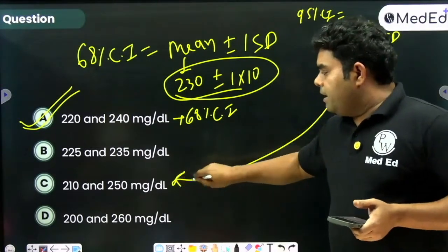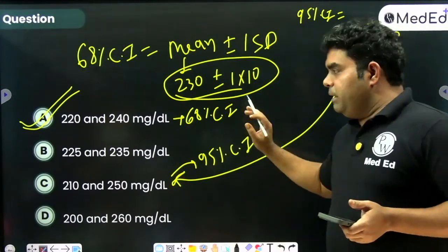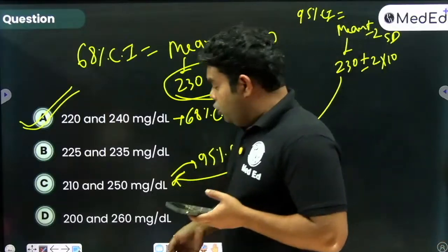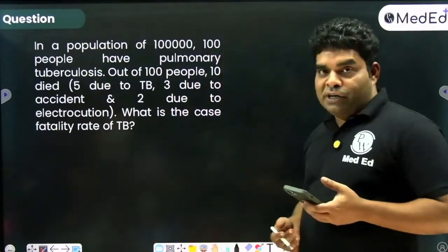This is 95%. So before answering, be careful whether they're asking 68 or 95%. It's a very common numerical. So don't make a mistake in such a simple numerical and don't leave such a question.